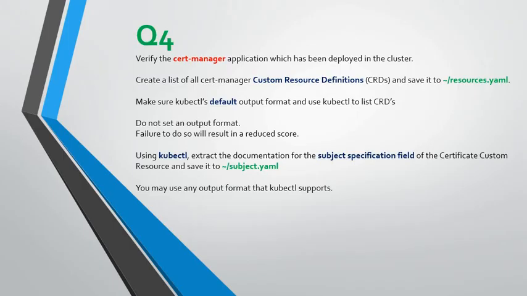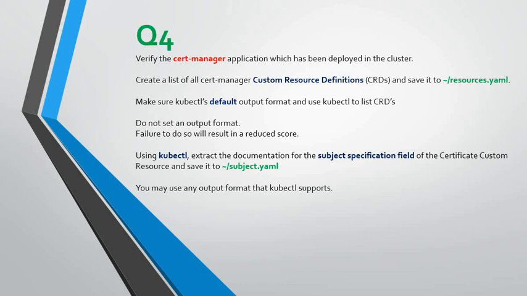Make sure to use the kubectl default output format and use kubectl to list CRDs. So you don't have to give any output format for this part. Do not set an output format. Failure to do so will result in reduced marks. If you change the output format, you may lose your marks.